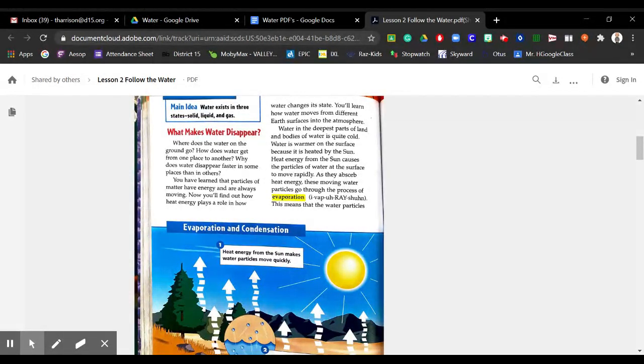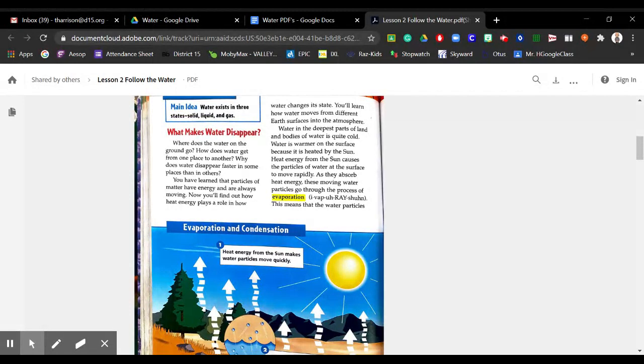Water in the deepest parts of land and bodies of water is quite cold. Water is warmer on the surface because it is heated by the sun. Heat energy from the sun causes the particles of water at the surface to move rapidly. As they absorb heat energy, these moving water particles go through the process of evaporation.